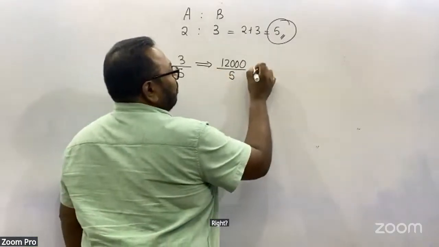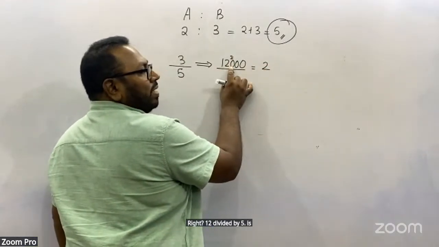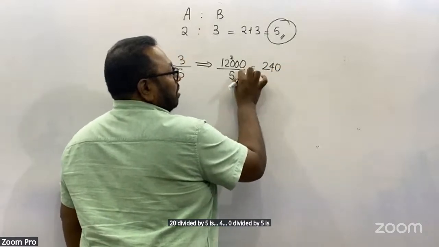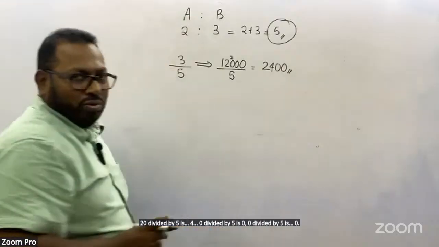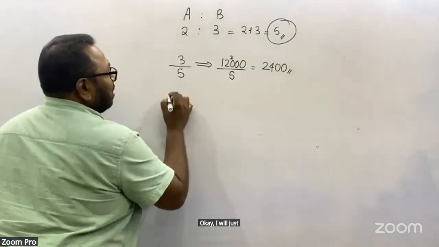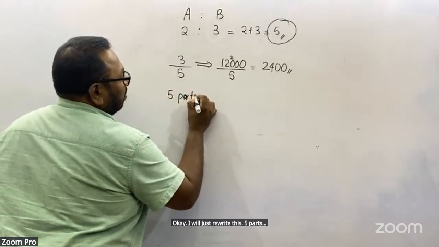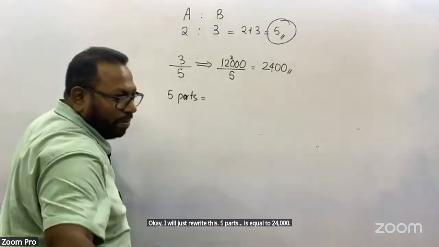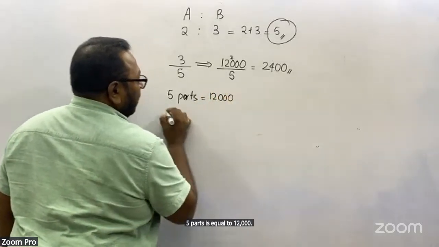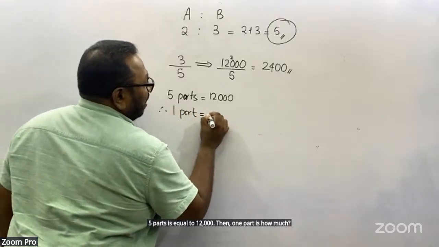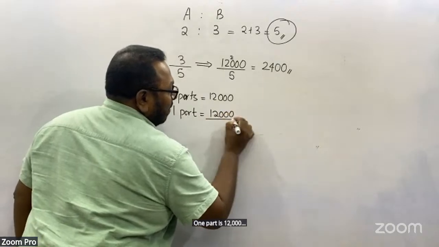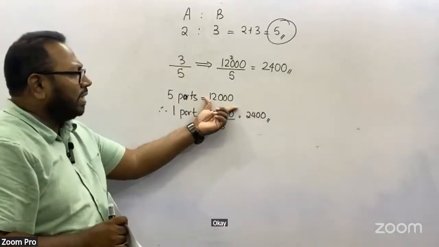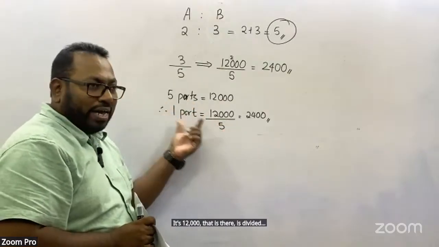12 divided by 5 is 2, remainder 2. 20 divided by 5 is 4. 0 divided by 5 is 0. 0 divided by 5 is 0. I will just rewrite this. 5 parts is equal to 12,000. Then one part is how much? One part is 12,000 divided by 5, which is 2,400. You understood? The 12,000 is divided by 5 to get one part.